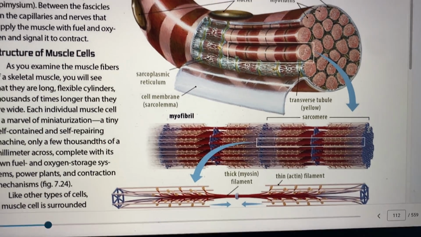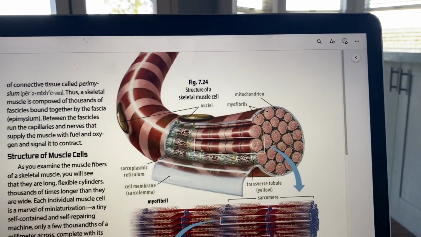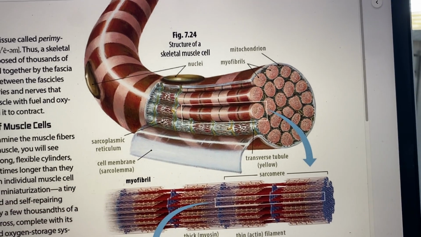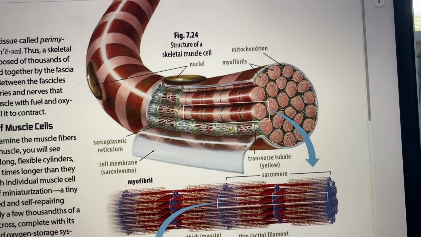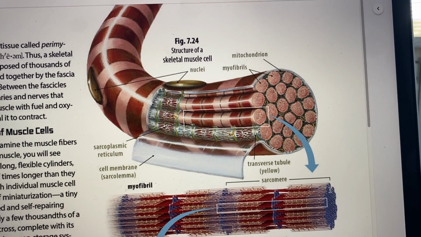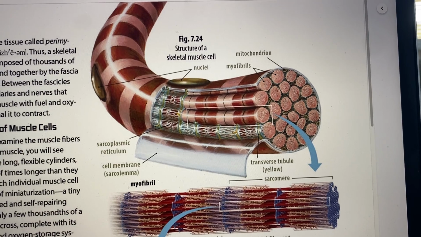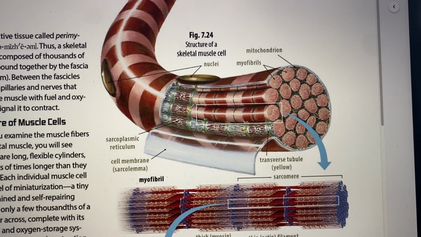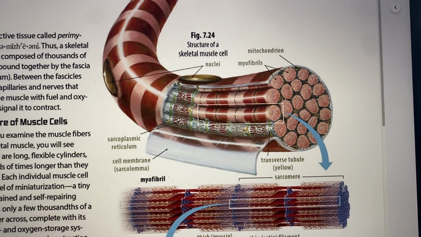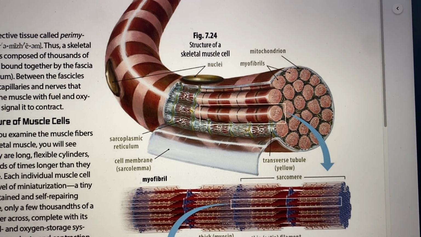Okay, now we're gonna magnify it even more. We're gonna go by this picture. What a great picture here too. So this is the structure of a skeletal muscle. You look at these cells and they're so different from each other. So now we have the structure of this muscle, and see how long they are. They're long and flexible cylinders. They're 1,000 times longer than they are wide.